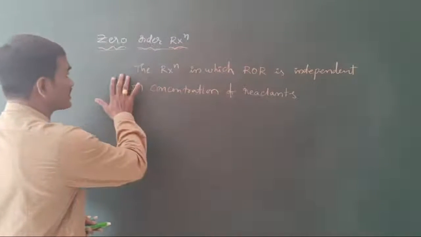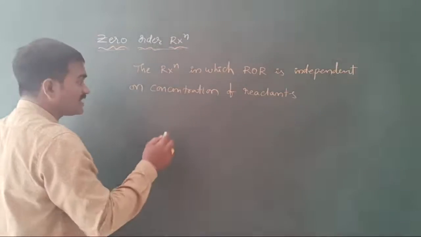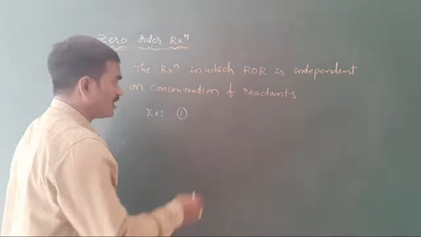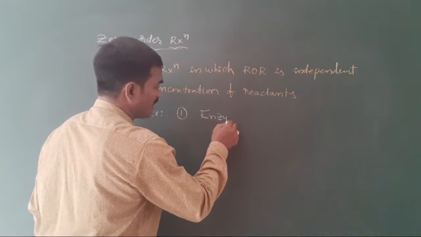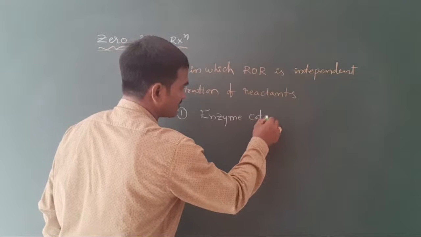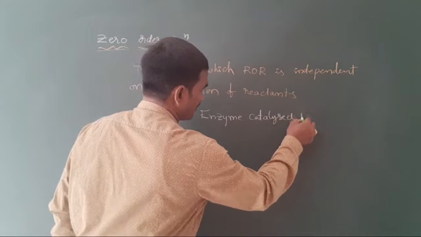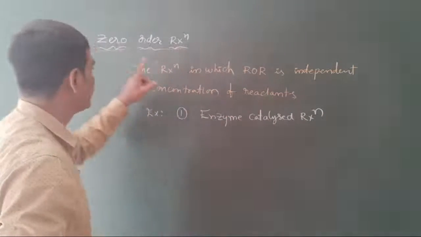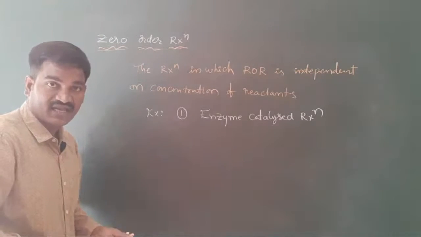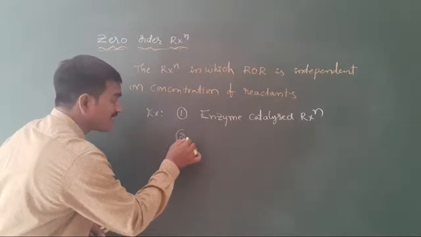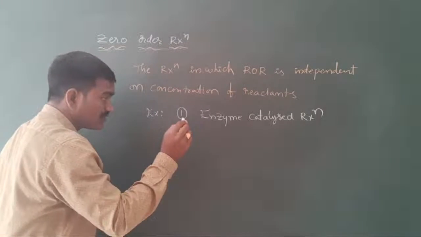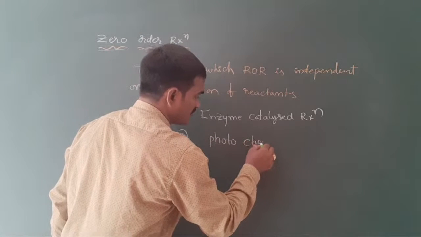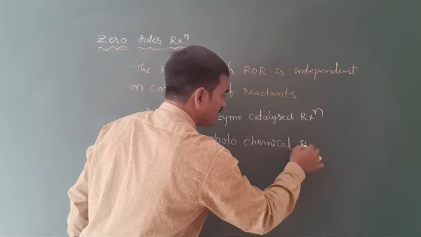You see the examples. What is a zero order reaction? After that, take the examples. Example number 1: enzyme catalyzed reactions. All enzyme catalyzed reactions come under zero order reaction. Next, second example for the zero order reaction: photochemical reactions. You can take photochemical reactions.